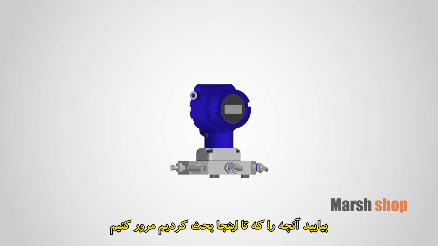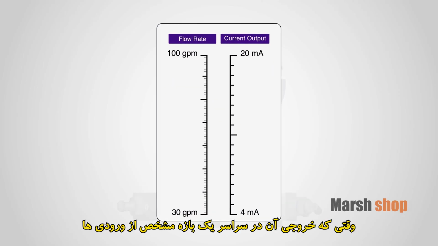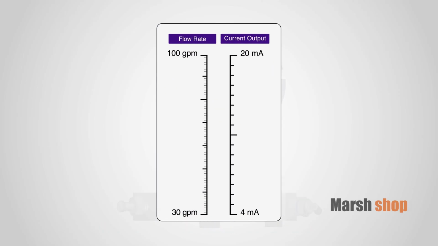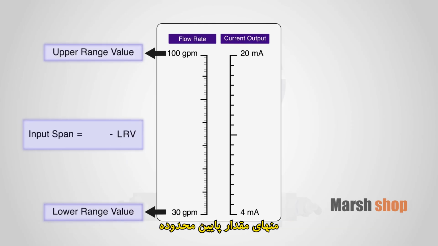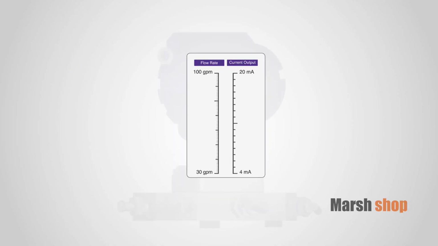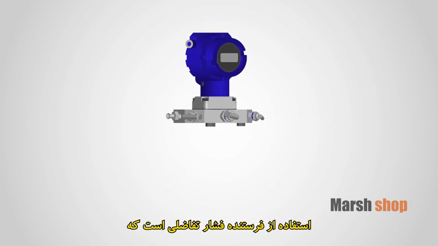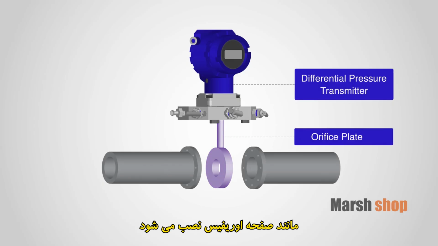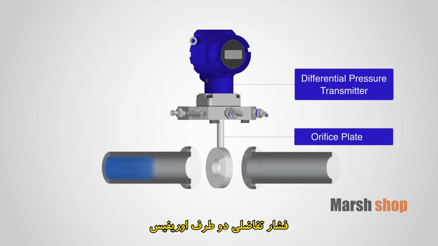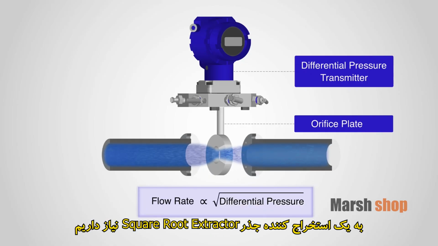Let's review what we've discussed. An instrument is calibrated when its output corresponds to a specific input across a specific range of inputs. The input span of an instrument is simply its lower range value subtracted from its upper range value. Zero and span are the names of the adjustments made in order to calibrate an instrument. A common method of flow measurement is done by using a differential pressure transmitter across an obstruction, such as an orifice plate. The differential pressure across an orifice is proportional to the square of the volumetric flow rate. Therefore, we need a square root extractor.